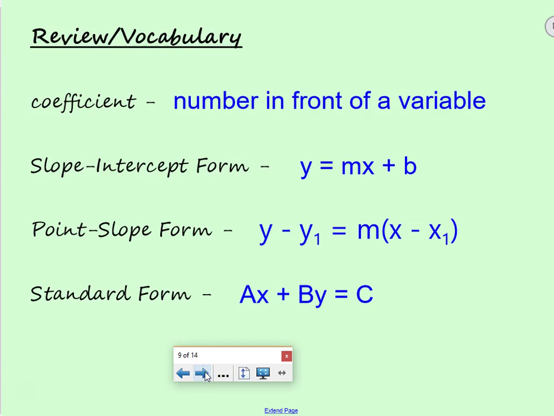Some vocabulary for you. Coefficient: the number in front of a variable. So if we had 2x, 2 is your coefficient. If we had 3y, 3 would be your coefficient.